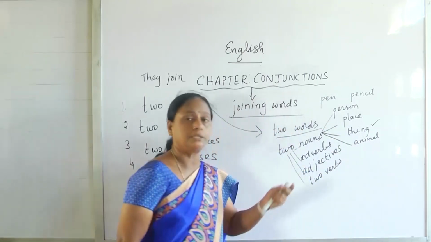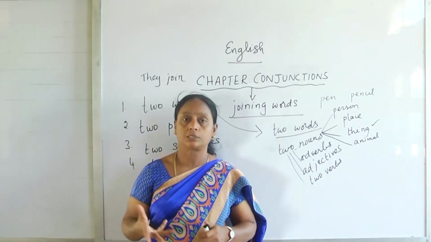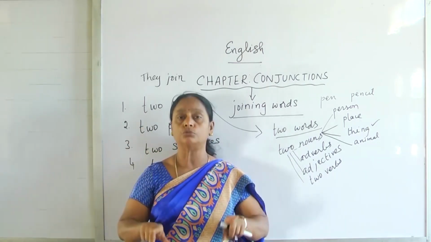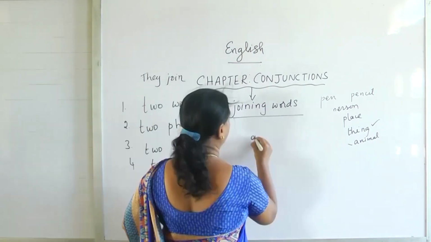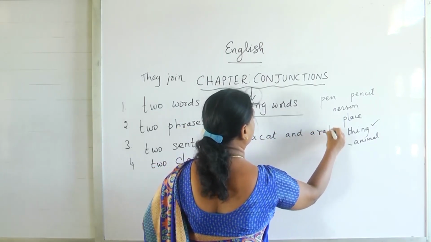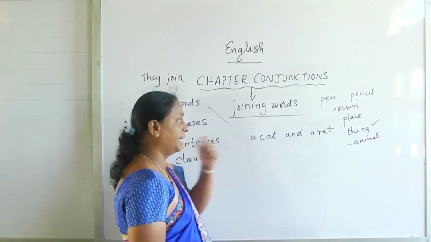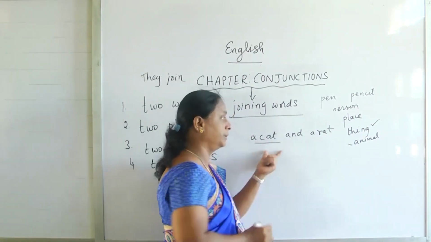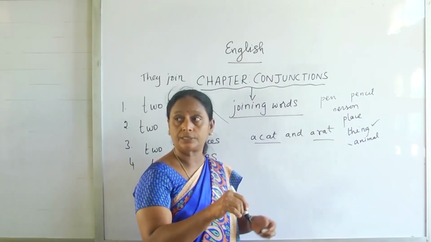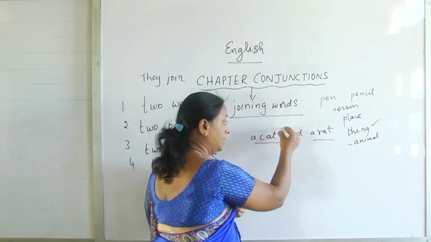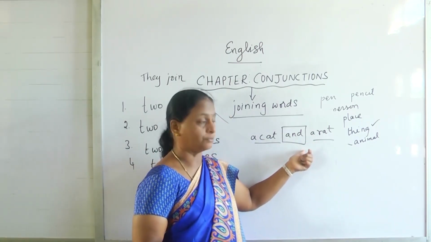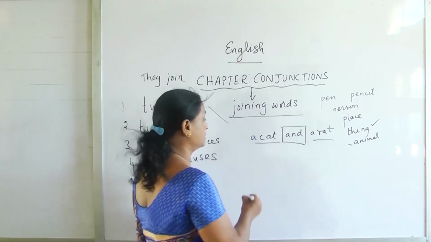Now, animals, I can say any animal. Cat, horse, elephant. When I mention two animals together, see here, a cat and a rat. Cat is one animal and rat is one animal. When you mention them in your sentence, then I have to use the conjunction and. How is it going to give meaning to your sentence? So let's see one sentence.